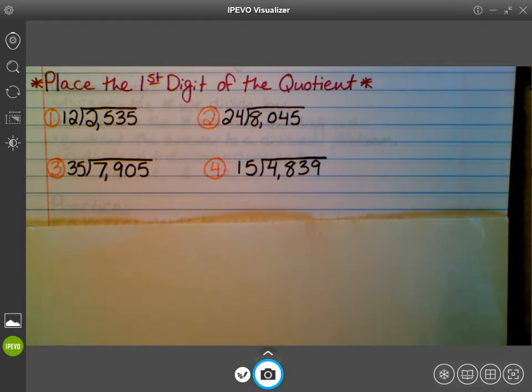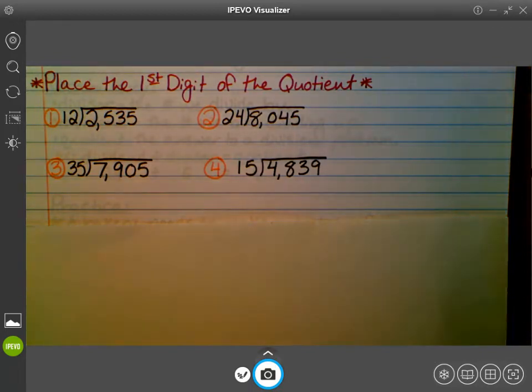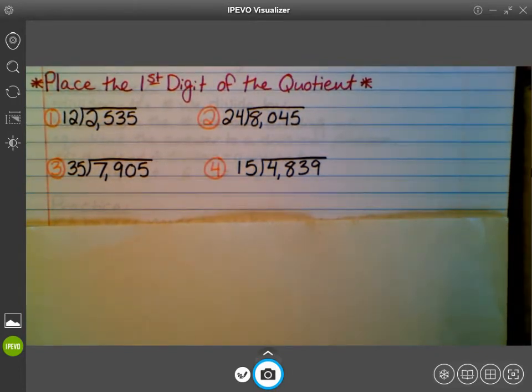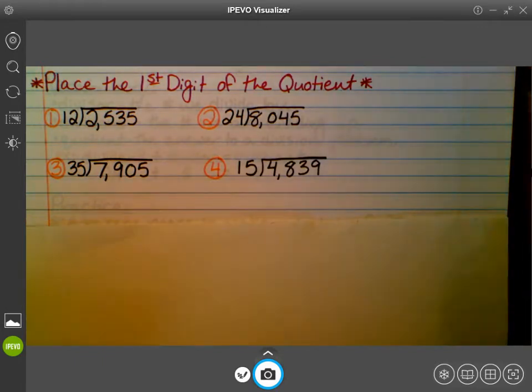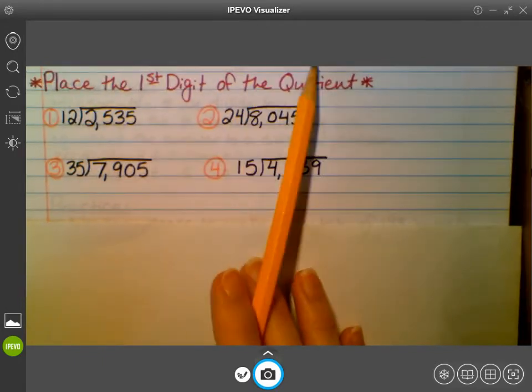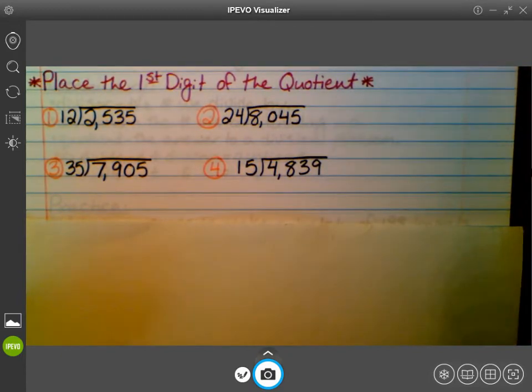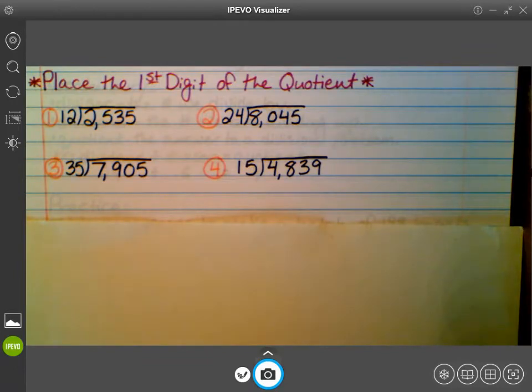All right, does anyone need more time with this? All right, so this is what we're going to be doing. We're going to do the first one together, and like I said, I think you guys are going to catch on real quick. So, like it says at the top of our notes, we're using estimation to place the first digit. So we're placing the first digit of our quotient. Who can raise their hand and remind me, what is a quotient? What is it, Will?